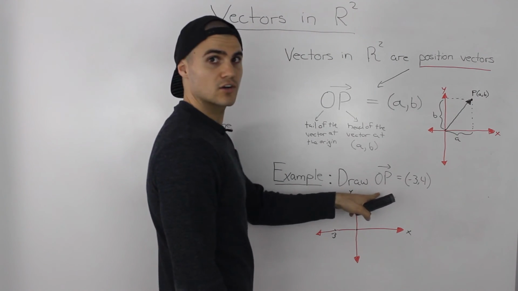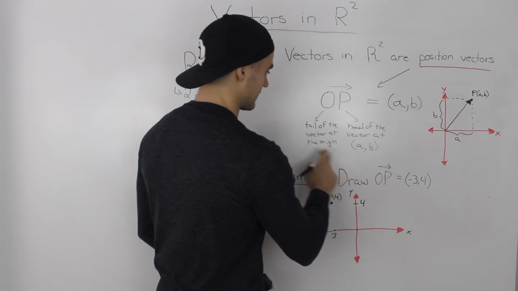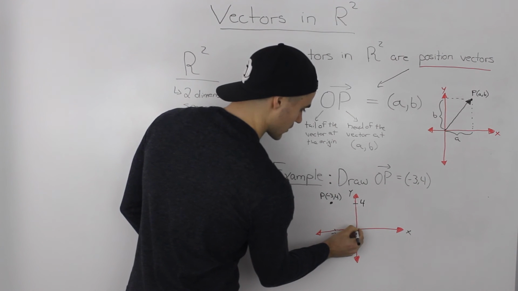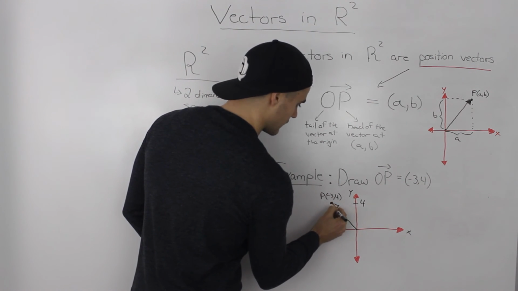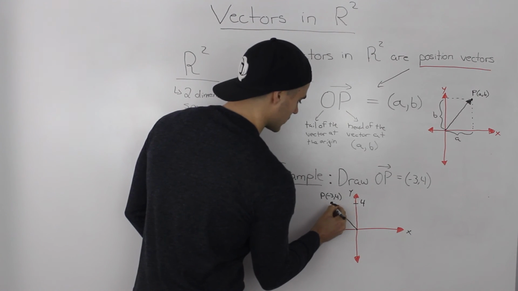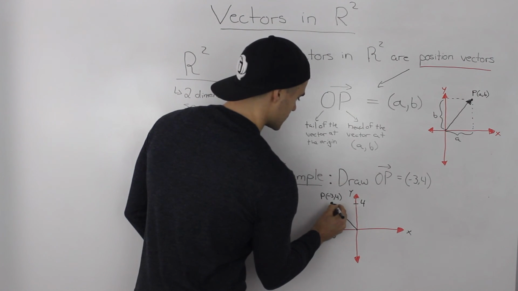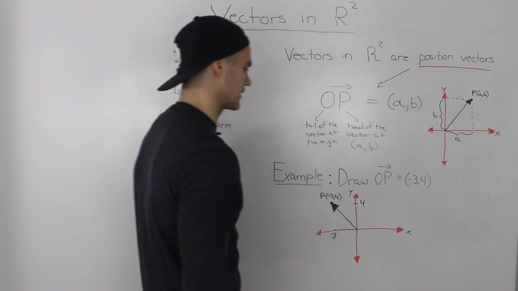Now since this vector is OP, we know that the tail of the vector starts at the origin, and then the head of the vector ends at point P, which is at -3 and 4. So it would look something like this.